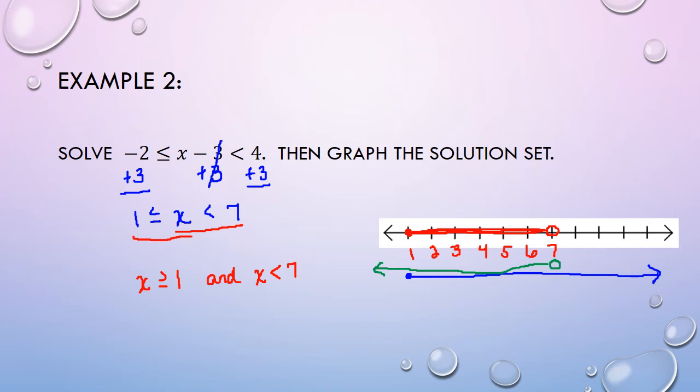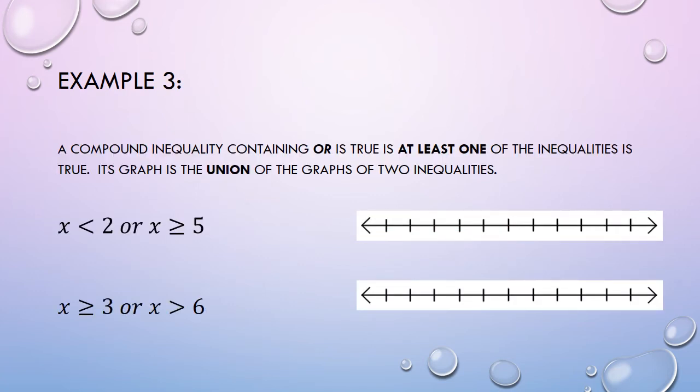All right, let's take a look at another example. All right, so for example 3, now we're going to be dealing with compound inequality that is containing an OR. And an OR statement will be true whenever at least one of the inequalities is true. And so that's the union of the two graphs. So let's go ahead and look at that.